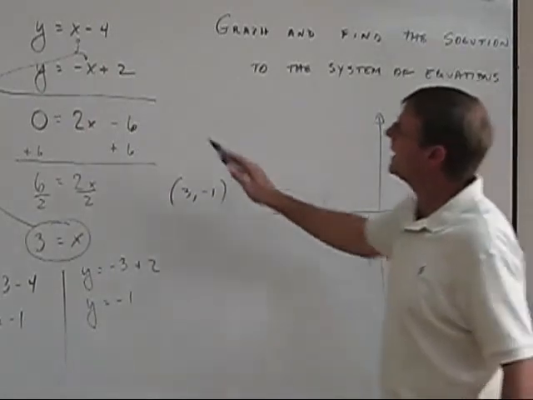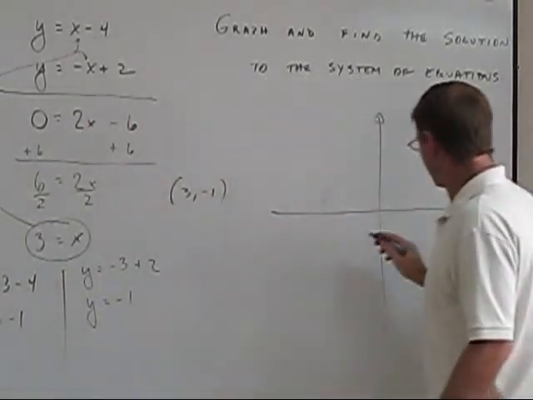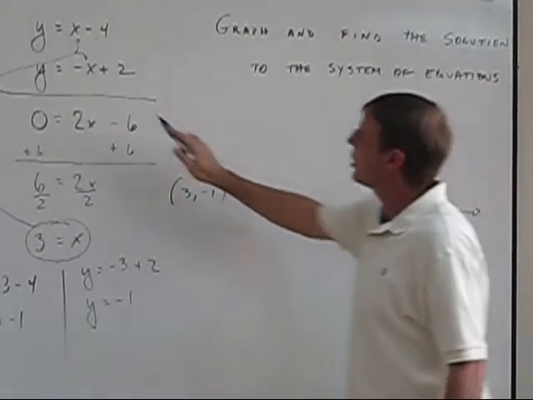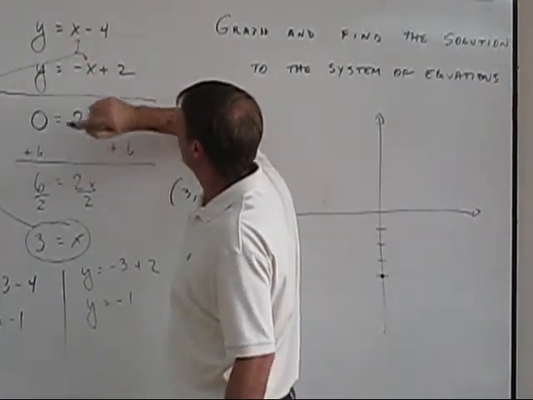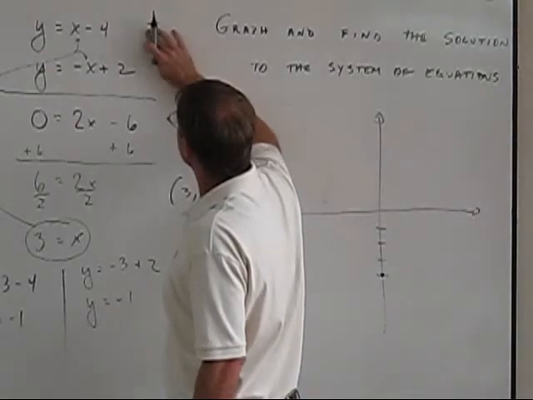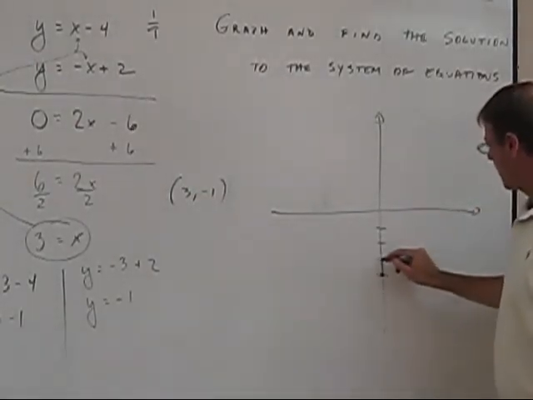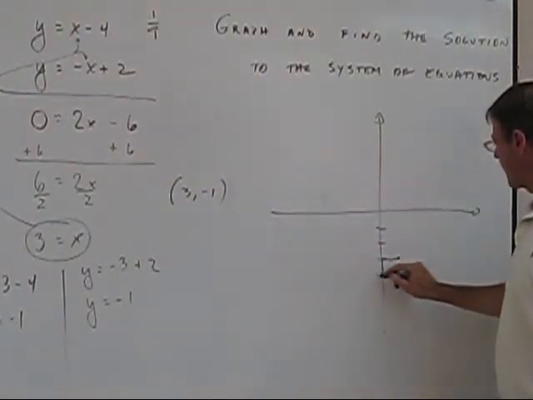Okay, so let's graph this. That says a y-intercept of -4. Okay, let's go down to -4. And it's got a slope of 1 here. There's a hidden 1 there. So 1 over 1. That's rise over run. I go up 1 and over 1. And connect the dots.